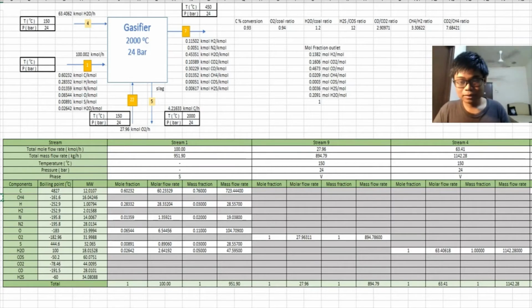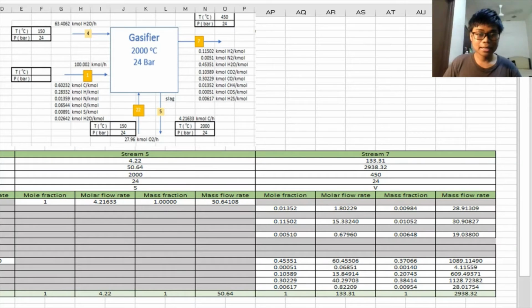So the basis of our feedstock is 951.9 kilogram per hour of coal. Our coal consists of carbon, hydrogen, nitrogen, oxygen, sulfur, and water. For streams 9 and 4, we have oxygen and water respectively in the form of gas. As for the outlet streams, we have the unreacted carbon purged out from stream 5. The other stream, which is stream 7, contains hydrogen gas, nitrogen gas, water, carbon dioxide, carbon monoxide, methane, carbonyl sulfide, and hydrogen sulfide, which will go to the next block, the reformer.